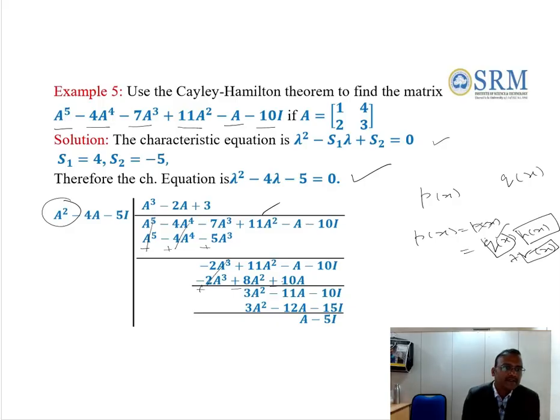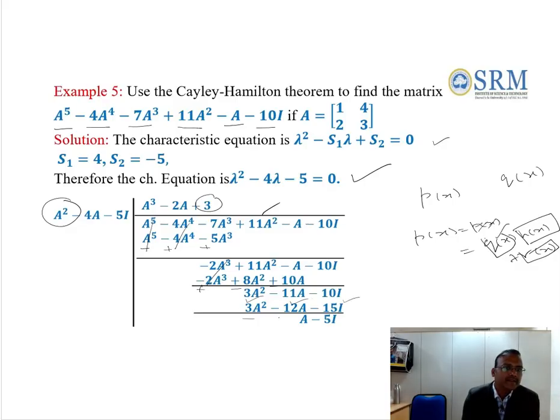This gets cancelled. What is the remaining? The remaining is 11 minus 8, that is 3. And then here a minus 10a, therefore 11a, and then 10i. Now look at this. Now this term is 3a square. I want 3a square, but we have a square here. Therefore the next term will be 3. Now multiply this 3 with this factor and put it here. Therefore the first term is 3a square minus 12a, then minus 15i.